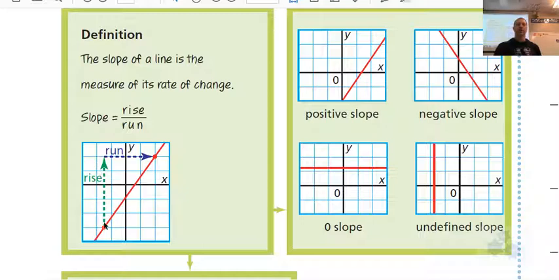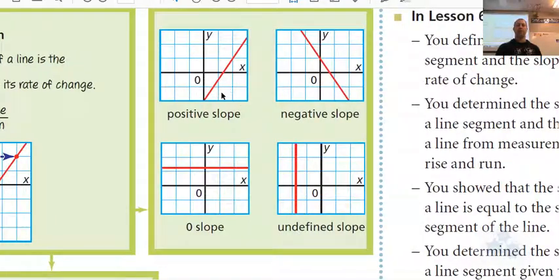The slope is the value of the rise between the 2 points, so this y value to this y value, divided by the run. That is the distance between the x values of the 2 points that were given. So rise over run, that's slope. It's a good thing to remember that a positive slope goes up from left to right, it always goes in the up direction, and the negative slope goes down from left to right.